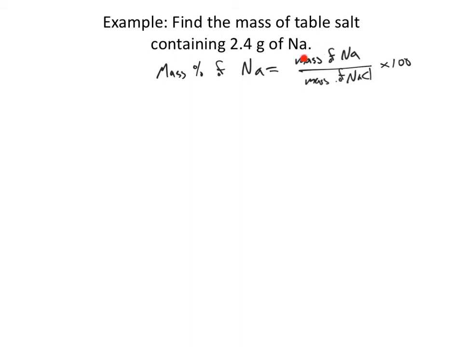And they've given me the mass of sodium, so the numerator here is 2.4. They didn't tell me the mass percent of sodium, but I can find that. We did that in the last problem where we found the mass percent of chlorine using the formula of that compound. We can do the same thing here. So using the formula of NaCl, I can find the mass percent of sodium. And so then I can plug that mass percentage in here. I know I'm working with 2.4 grams of sodium, and so then it's just a matter of solving for the mass of NaCl.